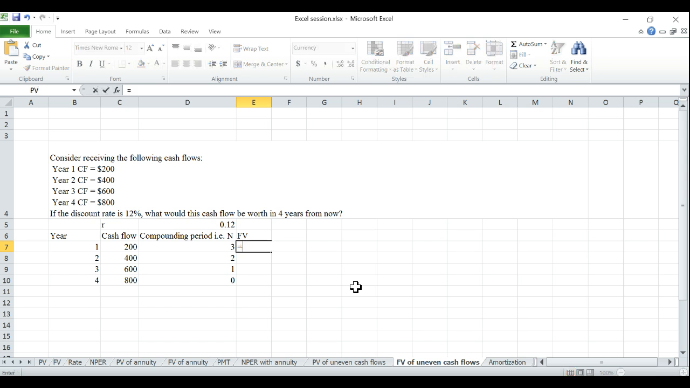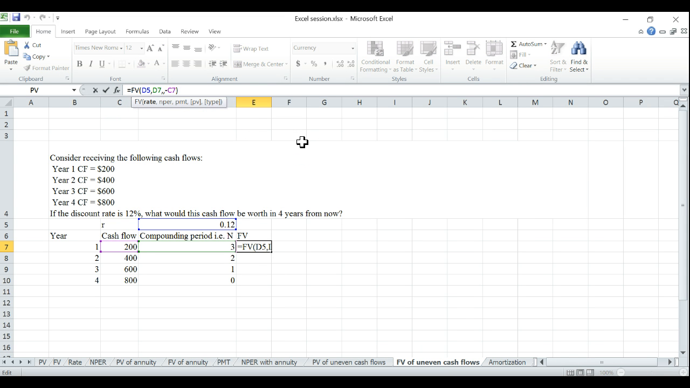Or the other way is that you could say equals future value. The interest rate is in cell D5, and the number of periods is here. We need to compound it 3 times. There is no payment. And the present value, I can say negative whatever the value in C7 is, and enter the parentheses, and it'll give me the positive value. So those are some of the ways that you can force it to be positive or negative.